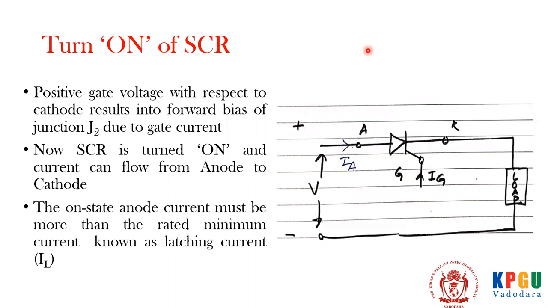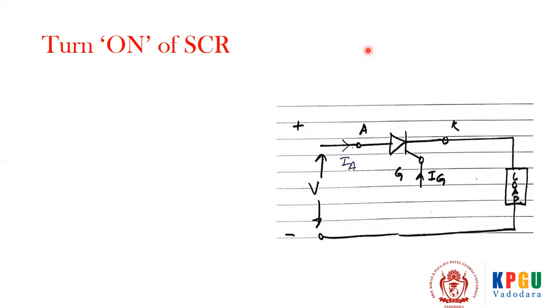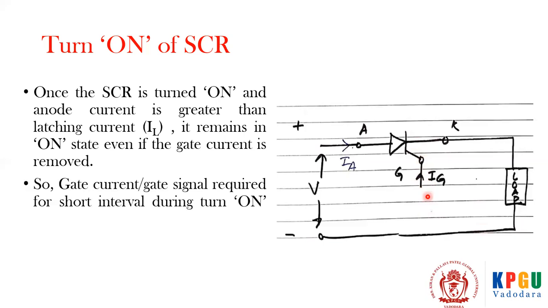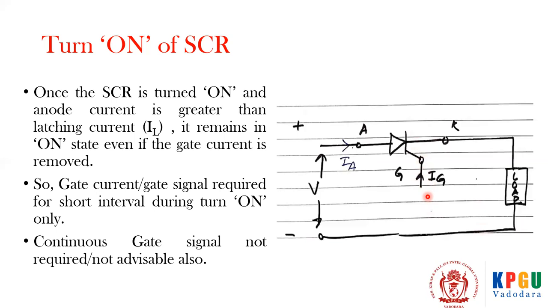The on-state anode current must be more than the rated minimum current known as the latching current. When this forward current is more than the latching current, only then does this device get completely turned on. Once the SCR is turned on and anode current is greater than the latching current, it remains in the on state even if the gate current or gate signal is removed. This is very interesting. The gate signal is just required to latch it, to turn it on. Then continuously it is not required. It is required only for a short interval during turn on. That's what we have already discussed.